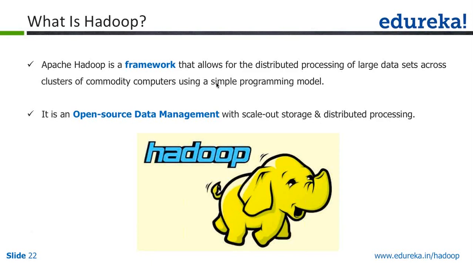So in Hadoop, you can scale up to any number of nodes in a cluster, which means that Hadoop gives you the power to distribute your data across a cluster of commodity computers, and these could be as big as 10,000 nodes. Your data is stored there and can be retrieved in parallel. A lot of parallel, distributed processing can be done using a programming model called MapReduce. We will be going into details of each of these things as we go ahead. And it is an open source data management tool with scale-out storage and distributed processing.